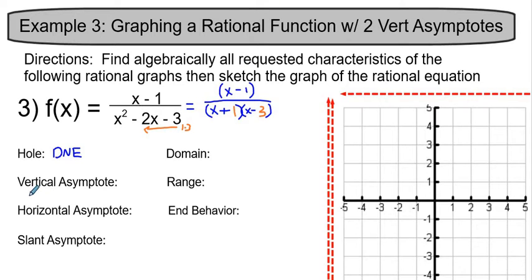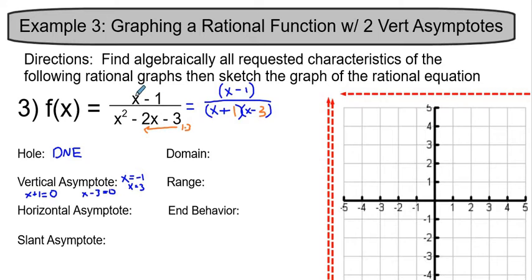The vertical asymptotes will come from setting each of those factors on the denominator equal to 0. So our first one, if I subtract 1, would be x equals negative 1 is our first vertical asymptote, and x minus 3 equals 0. If I solve that for 0, I would get x equals positive 3. So there will be 2 on the graph.